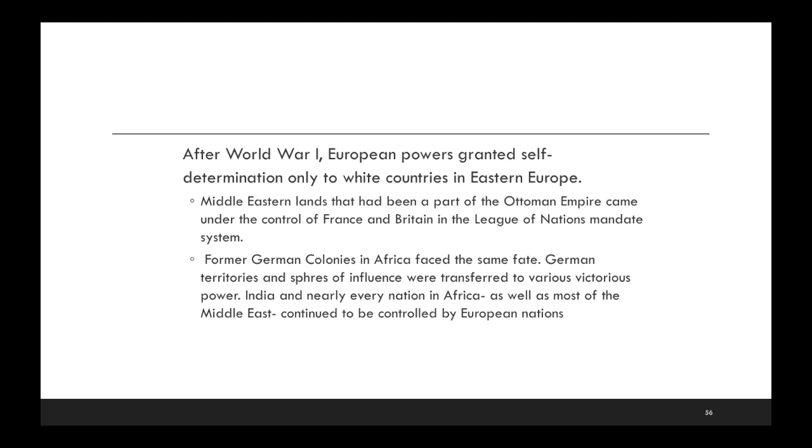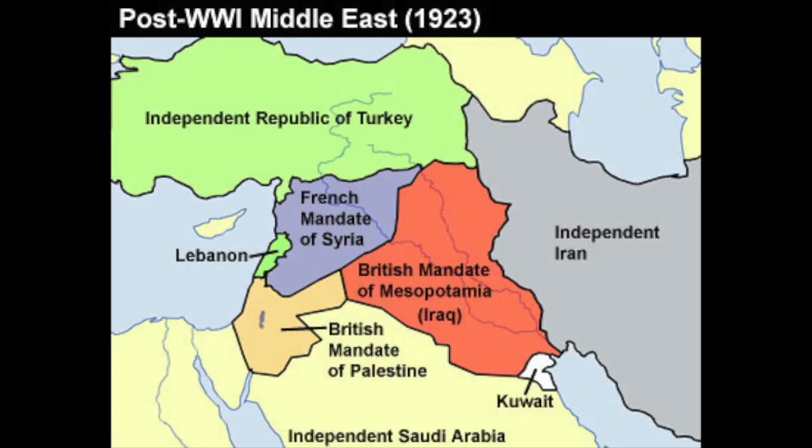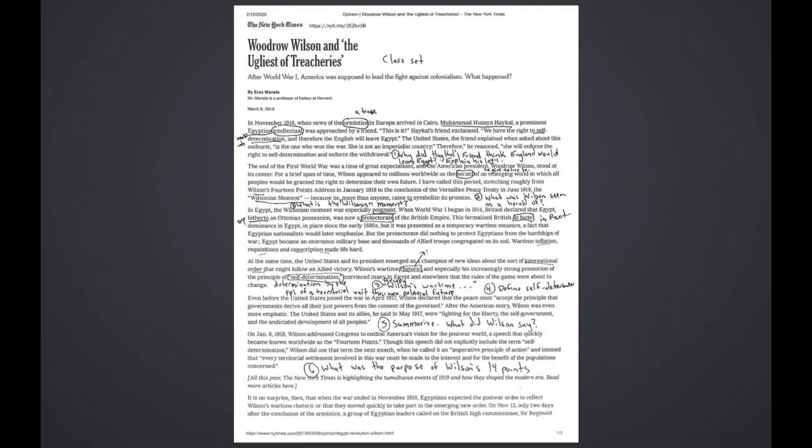So, what did this mean? For a lot of people, they felt that Woodrow Wilson, who was seen as the hope for independence and freedom, was suddenly stabbed in the back, essentially. And so we read an article about this, and I'm going to post the article here. It's called Woodrow Wilson and the Ugliest of Treacheries.